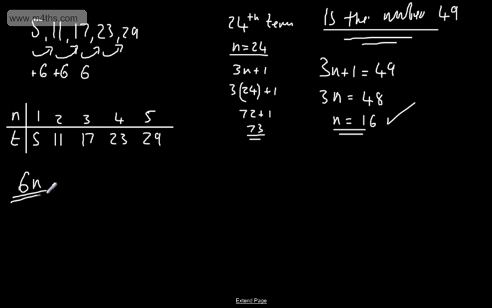If we consider when n is equal to 1, 6 times 1 is 6. What do I need to do to get to 5? The answer is subtract 1. So our nth term is 6n minus 1. Does that work here? Well, 6 times 2 is 12, minus 1 is 11. 6 times 3 is 18, minus 1 is 17. That works. That is the nth term. The nth term is not plus 6 each time. That is just a rule for the sequence. The nth term is 6n minus 1.